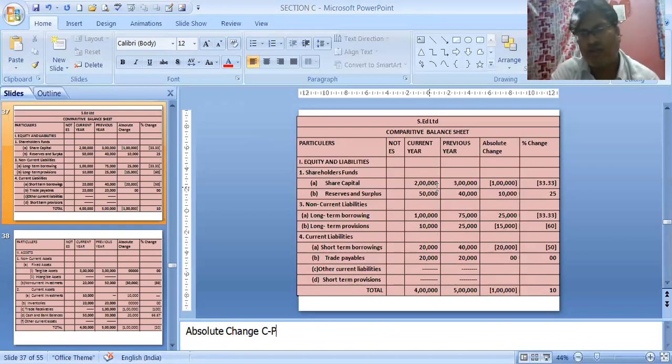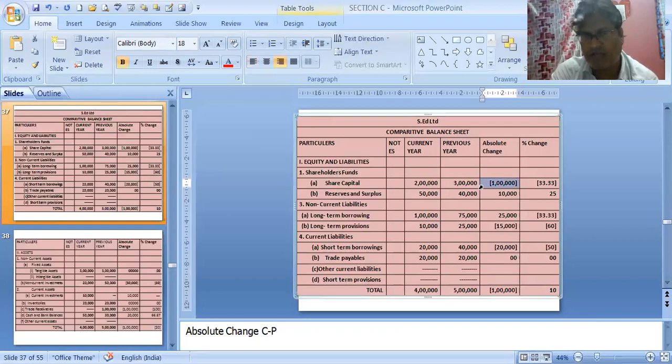So current year is 2 lakhs, previous year is 3 lakhs. So 2 minus 3 means minus 1 lakh. 50,000 minus 40,000 is 10,000. 1 lakh minus 75,000, that is 25,000. 10,000 minus 25,000 is minus 15,000.